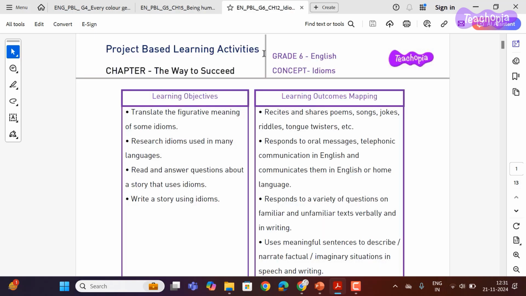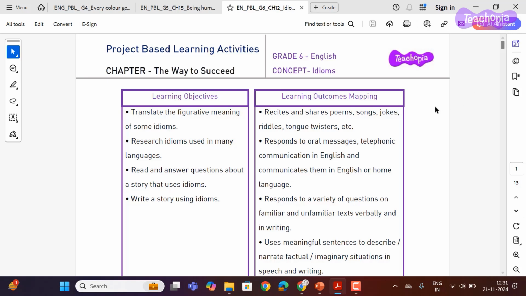Project-based learning activities for grade 6 on the chapter The Way to Succeed, exploring the concept idioms. Learning objectives are: translate the figurative meaning of some idioms, research idioms used in many languages, read and answer questions about a story that uses idioms, and write a story using idioms.